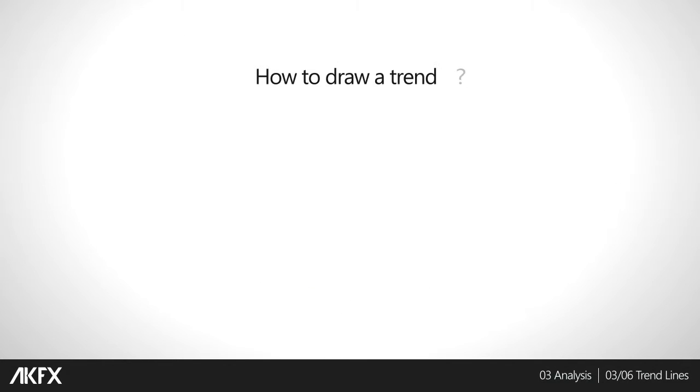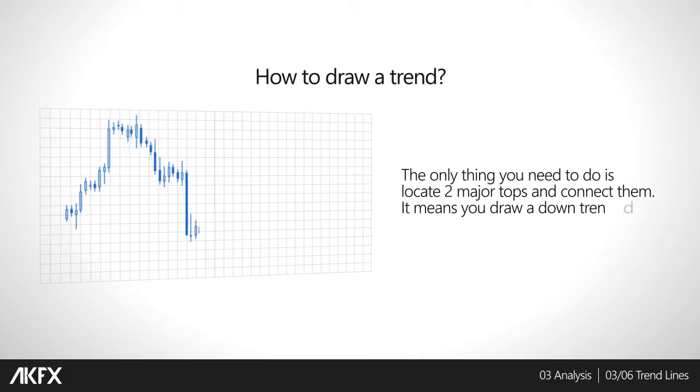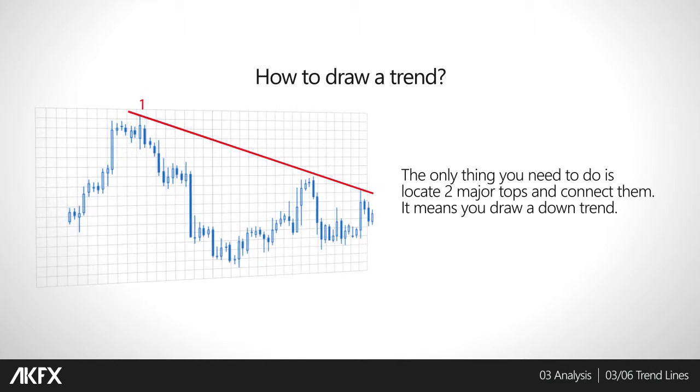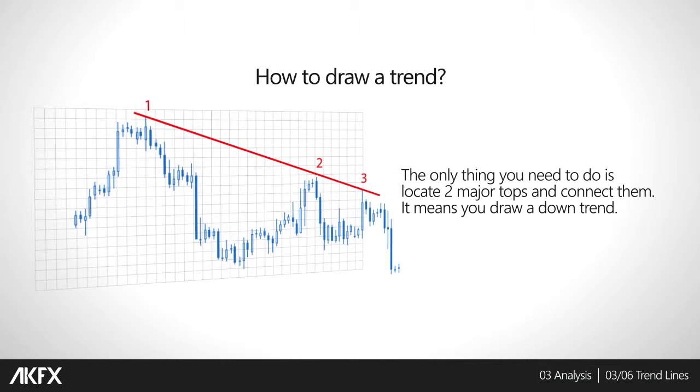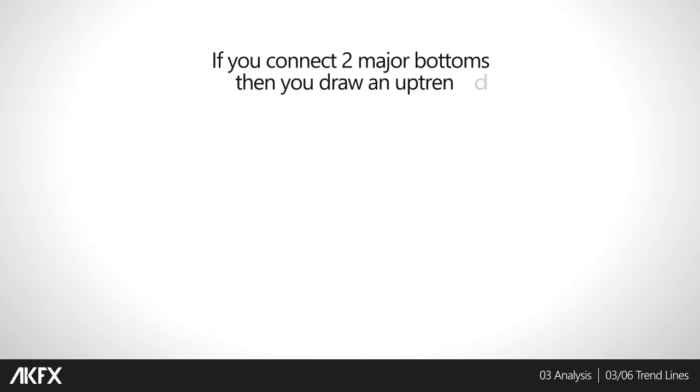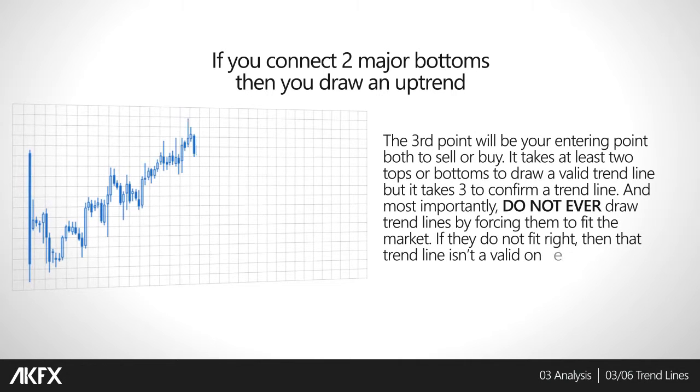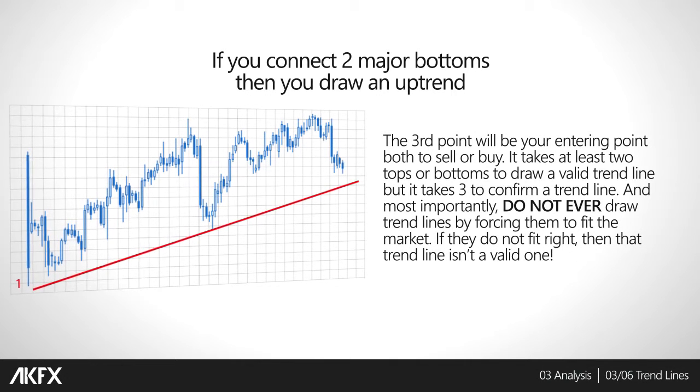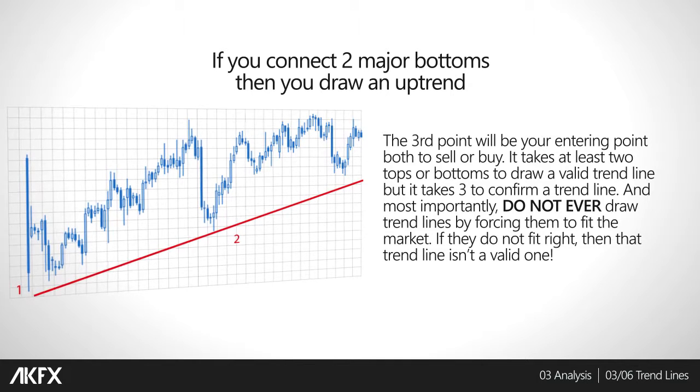How to draw a trend. The only thing that you need to do is locate 2 major tops and connect them. It means you draw a downtrend. If you connect 2 major bottoms, then you draw an uptrend. The third point will be your entering point, either to sell or buy.